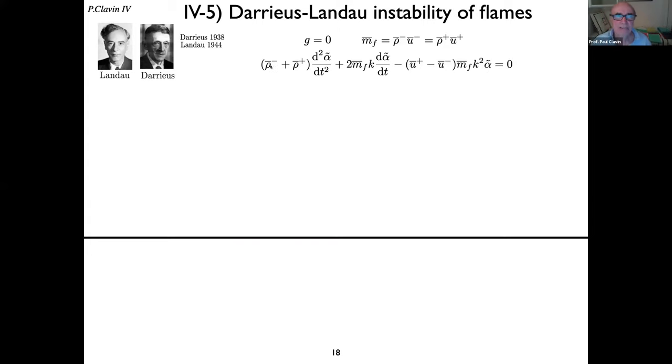The problem was obtained by an aeronautical engineer in France, very, very old, in 1938. Unfortunately, his calculation was not published in the real journal. It was published in a strange French journal. And the analysis was developed independently of Darrieus by Lev Landau, the famous Russian physicist.